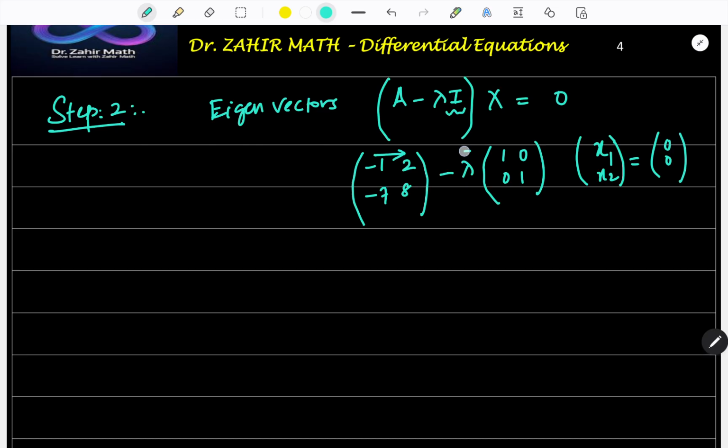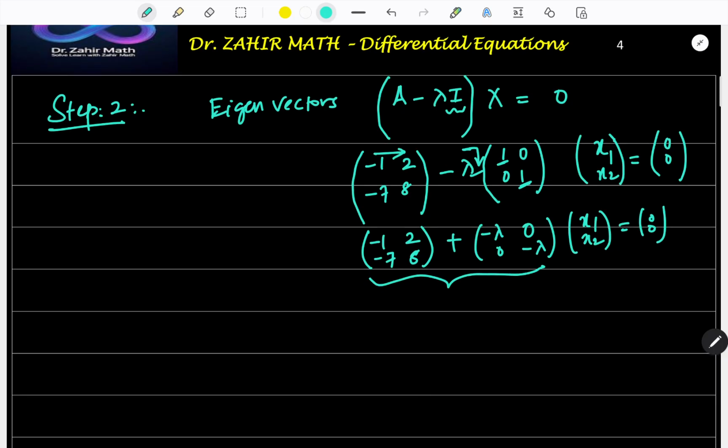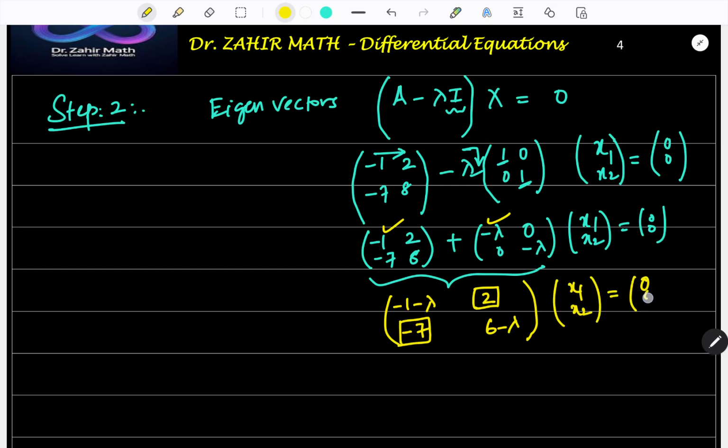Before multiplying the first row with the first column, you take this lambda inside. Minus 1, 2, minus 7, 8 plus minus lambda, 0, 0, minus lambda, times x1, x2 is equal to 0, 0. If you solve this, you get minus 1 minus lambda, and this will be no change, 2, and minus 7, and this will have a change, 8 minus lambda, times x1, x2 equals 0, 0.